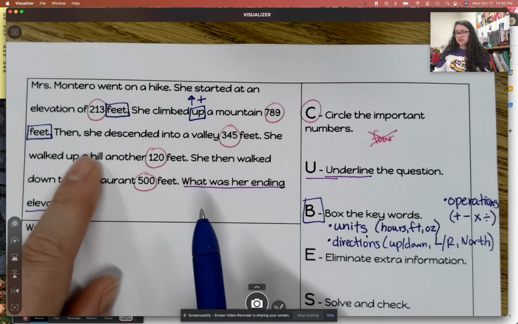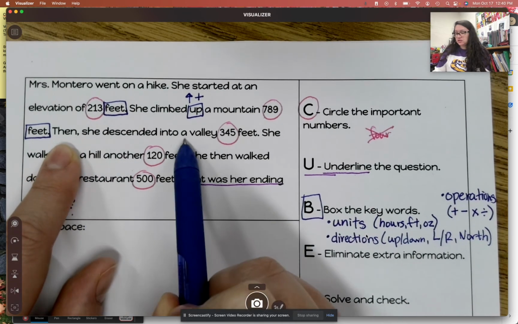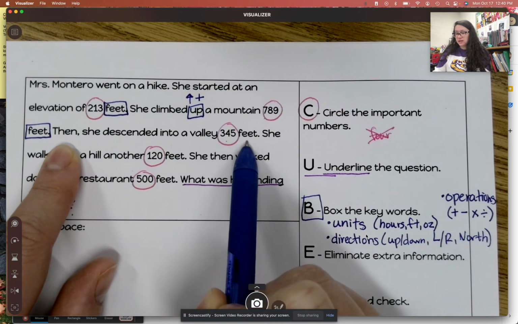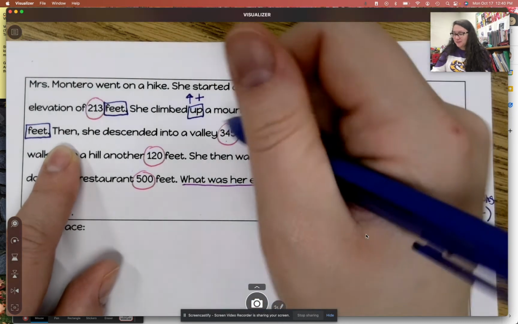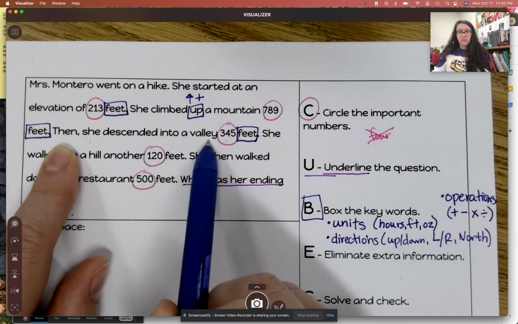Nice job. Let's look at the next sentence. Then she descended into a valley 345 feet. There's that unit feet again. What other word in here is important?